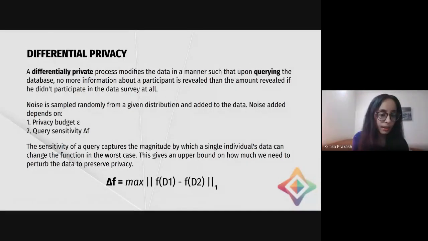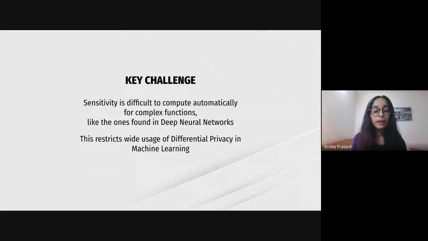And the sensitivity of a query, as we had seen earlier as well, is defined by the maximum possible value that the final query result can change when you take any two neighboring databases, where two neighboring databases just differ on one single user. And so we have to figure out a way to calculate the sensitivity of any arbitrary query function. The key challenge is that sensitivity of any function is difficult to compute automatically. And this restricts differential privacy from being used widely and being scalable to all sorts of applications.